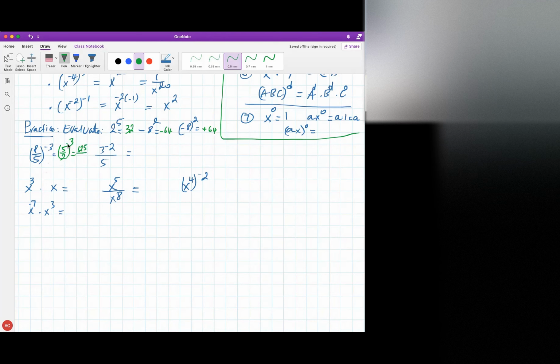Okay, 5 to the third is 5 times 5 times 5, 125. And 2 to the third would be 8. That's right, 8. So we flip the whole thing to make it positive: 125 over 8.